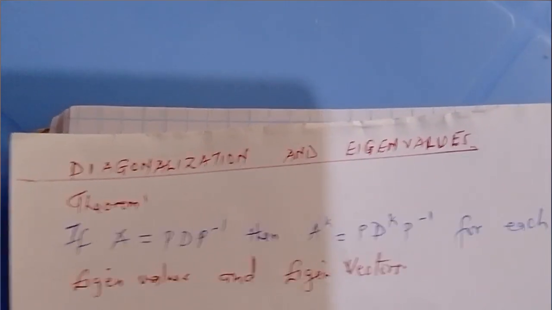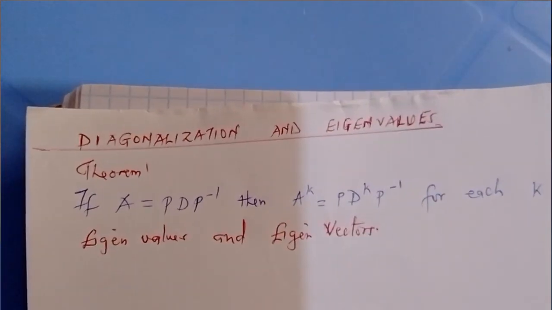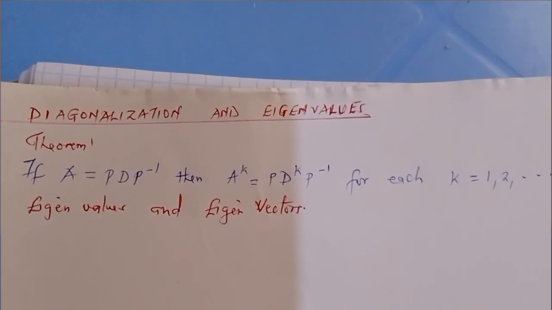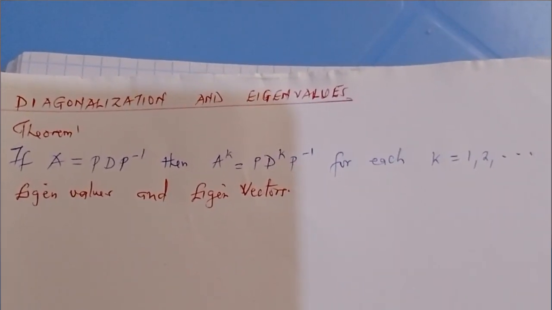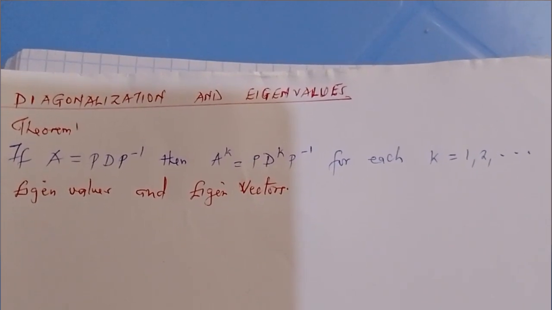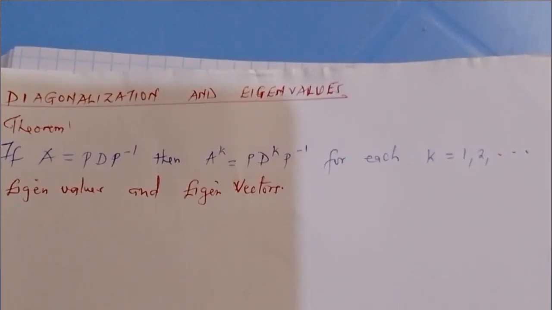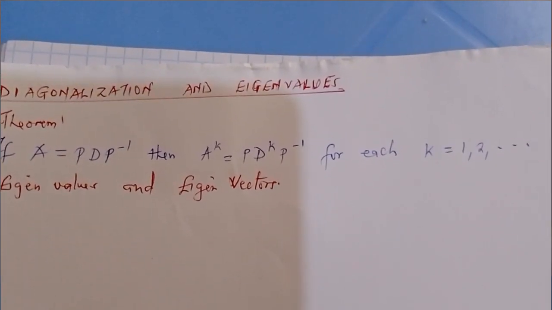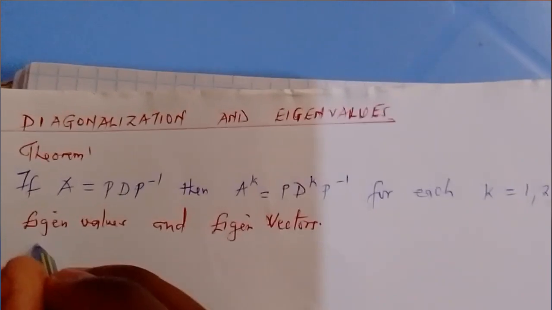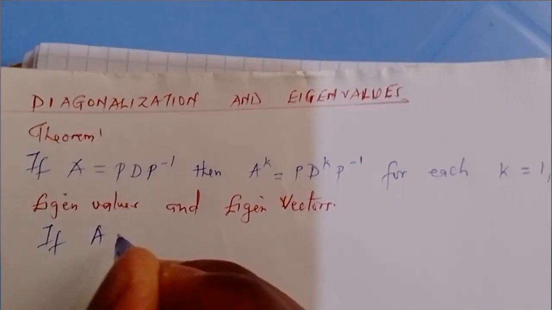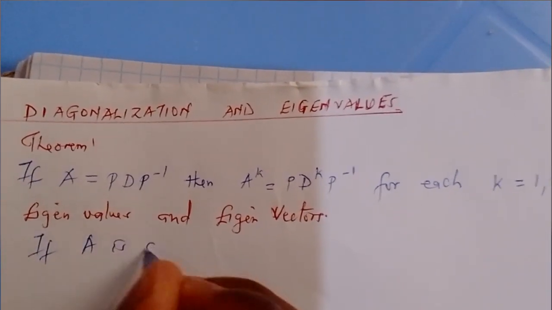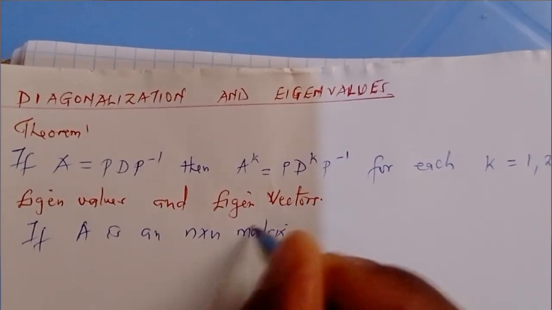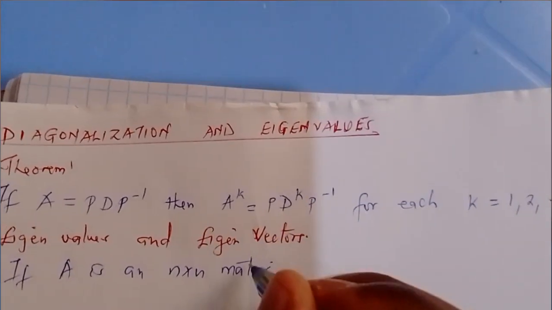Eigenvalues and eigenvectors. One of the most important things that you have to know under eigenvalues and eigenvectors is that diagonalizing a matrix entails calculating certain numbers associated with the matrix. Let A be an n by n matrix.